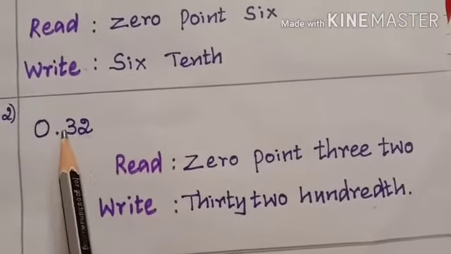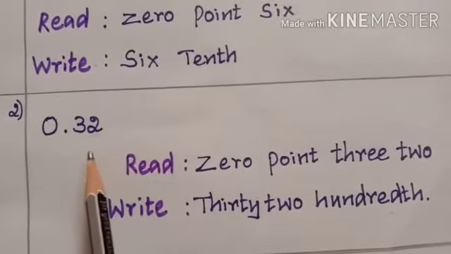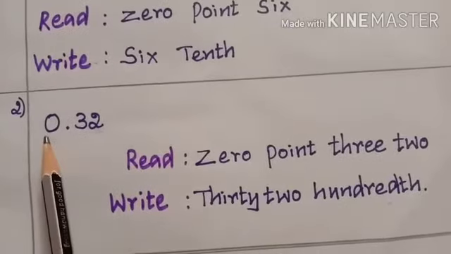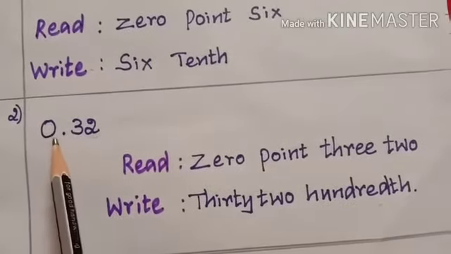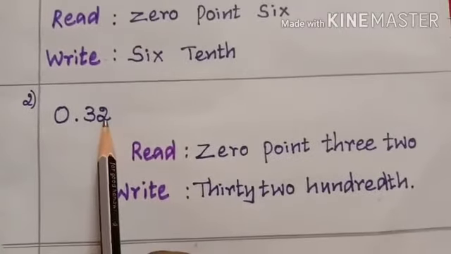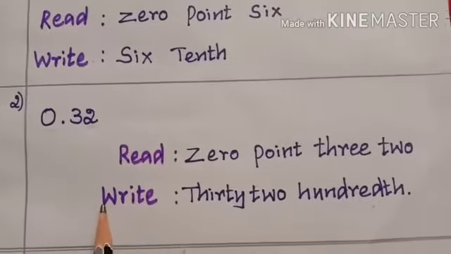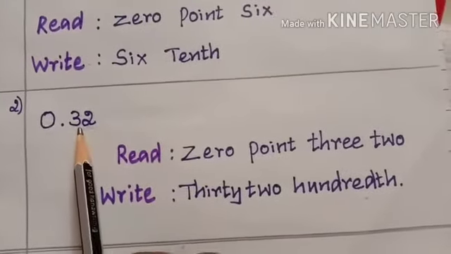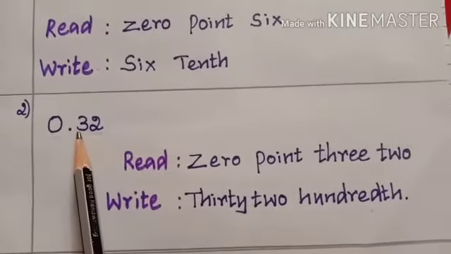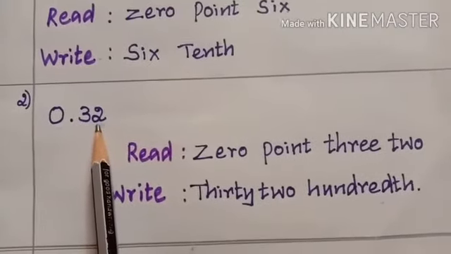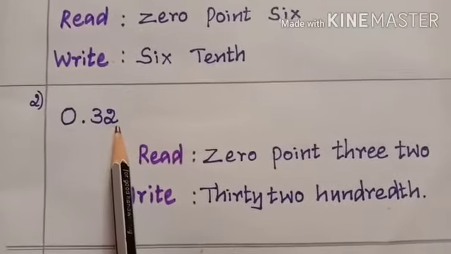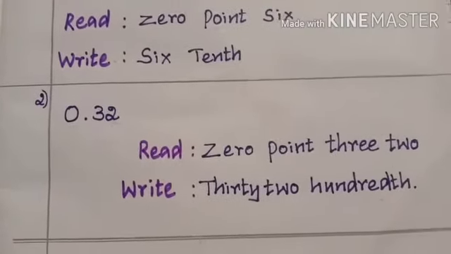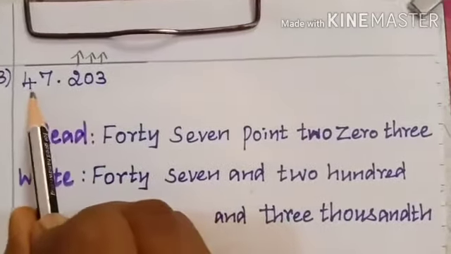Next decimal number 0.32. How do we read this number? Here also there is no whole number. So we read it as zero point three two. How do we write this decimal number? Here also there is no whole number. After the decimal point, the place value starts from tenths, hundredths. What is the place value of 2? Good, it is hundredths. So the answer is 32/100.